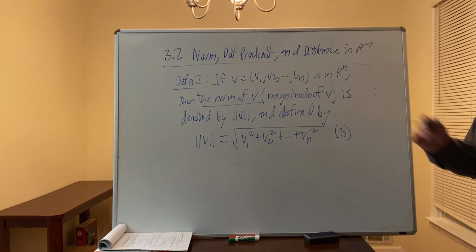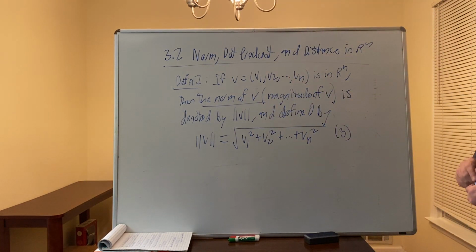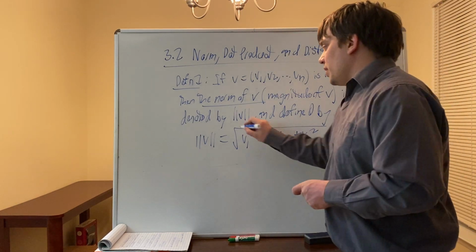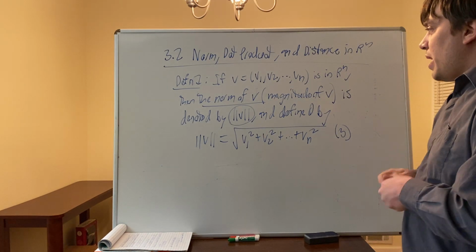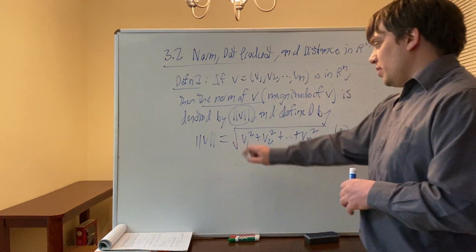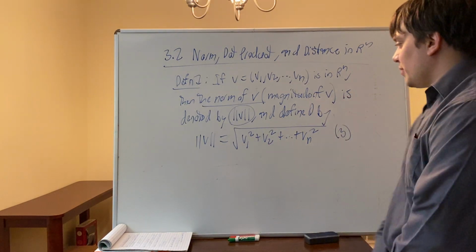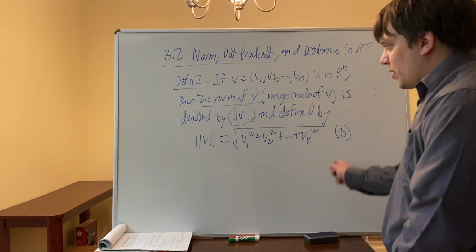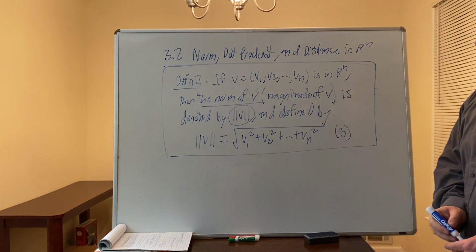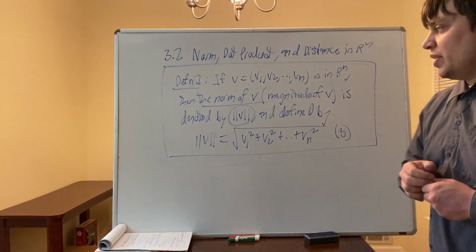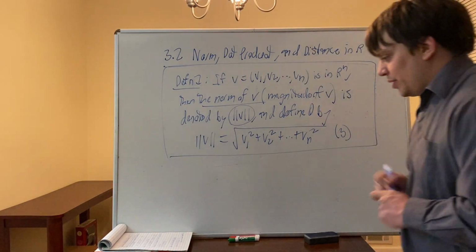In definition 1, if v is this vector of n components in n space, then the norm of that vector v, or its magnitude, is denoted by that symbol here, which I'm pointing to. The norm or magnitude of v is the square root of the sum of the squares of its components. That's the definition of the norm or magnitude of a vector, and it applies the Pythagorean theorem.